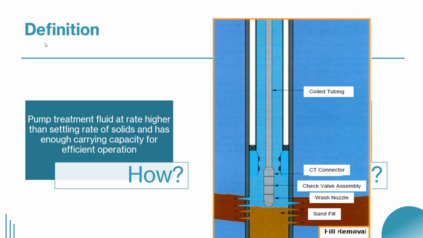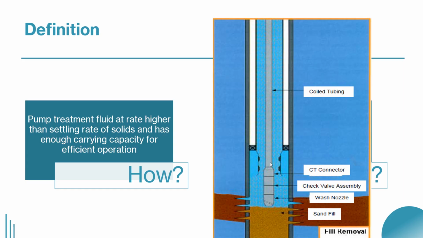So what is the definition of fill removal? I put this picture here to illustrate the meaning of fill removal. Assume that you have a well, completion, open berth, and this is a fill, which can be sand fill, can be proppant fill, or whatever. So in fill removal operation, you want to pump treatment fluid from your coiled tubing to jet and lift these, we will say sand, to the surface at a rate higher than the settling rate, because this sand particle will tend to settle due to gravity.